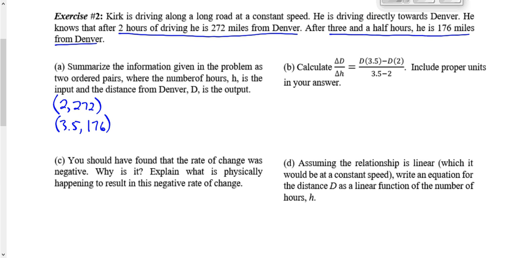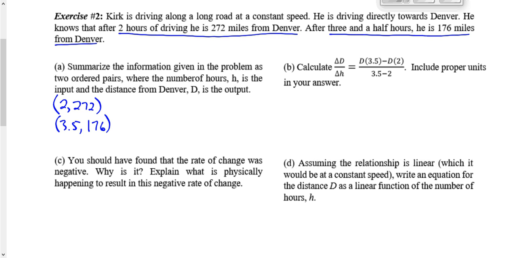All right, so H is the input. H is the number of what? Hours, and capital D is the output, and that's what? Distance, but be specific. Distance from Denver, right? Okay. So now they want us to do the rate of change.